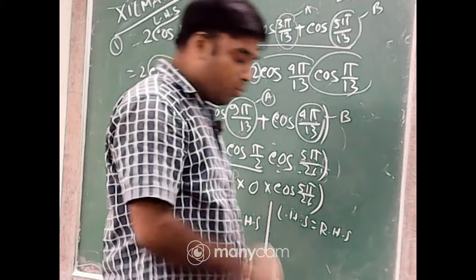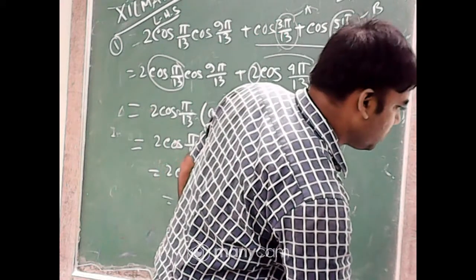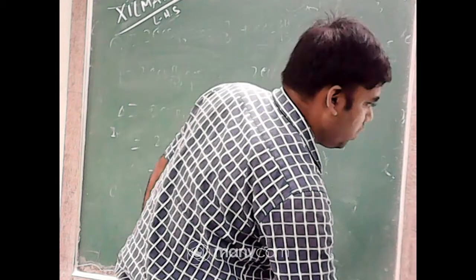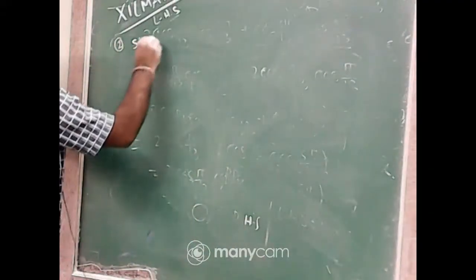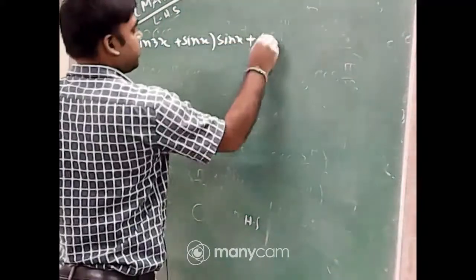Now moving on to question number 2 of the miscellaneous portion. Sin 3x plus sin x, bracket sin x, plus cos 3x minus cos x, into cos x equal to 0.